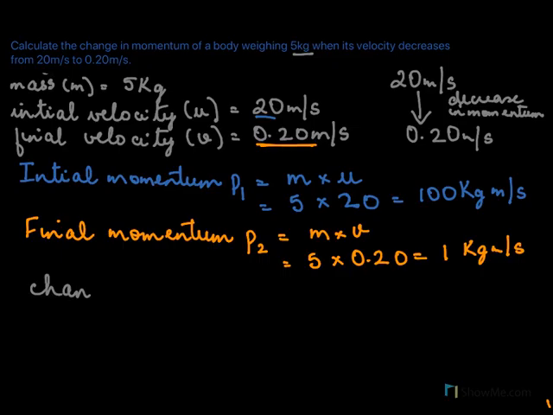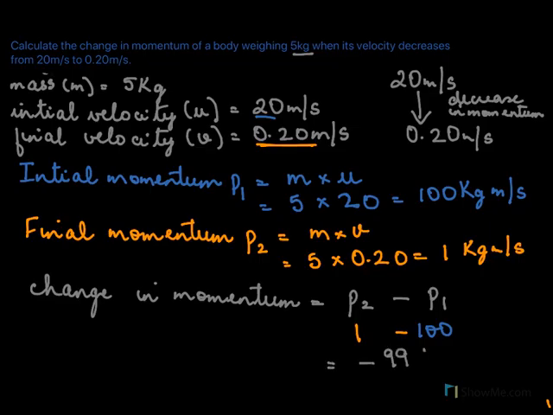Now to find change in momentum, it will be final momentum minus initial momentum. Now the final momentum we saw is 1, initial momentum was 100, so here it will become minus 99 kg meter per second. Why did we get negative? Because there was a decrease in momentum. And why did the momentum decrease? Because there was a decrease in speed. The body was slowing down.